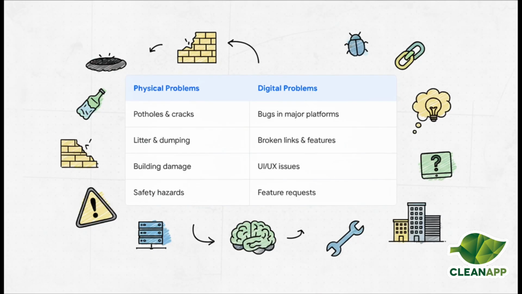And this, right here, is the app's real superpower. It's not just for physical problems or digital problems. It handles both. So yeah, you can report a pothole, but you can also flag a serious bug in a massive app. The ones made by those trillion-dollar companies. It's like a universal remote for reporting problems.